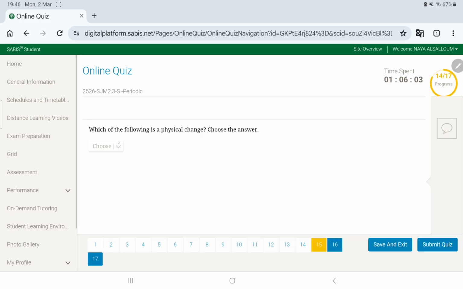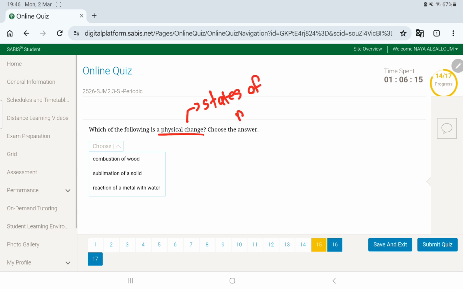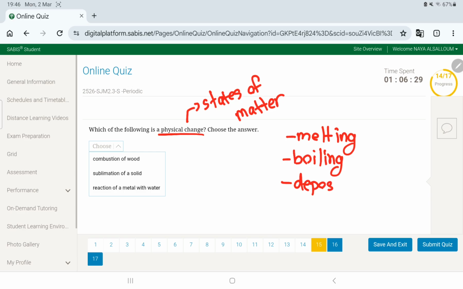Next, which of the following is a physical change? Now, guys, remember I told you they're going to ask you this question. Physical changes can be changes in states of matter. Now, guys, what are examples of changes in states? We have melting, we have boiling, right? Let's say deposition, also deposition, and sublimation, right? So these are all physical changes.